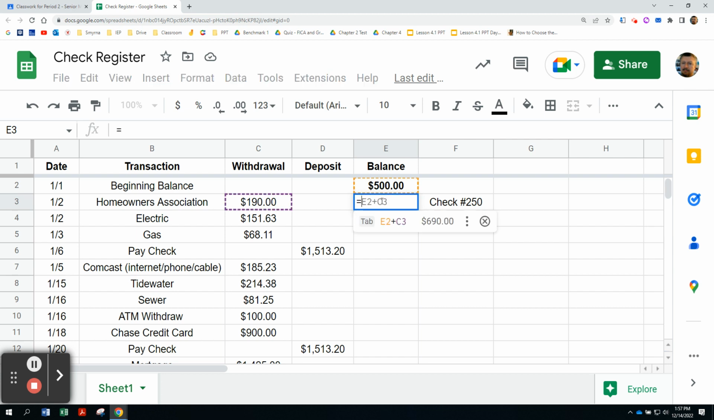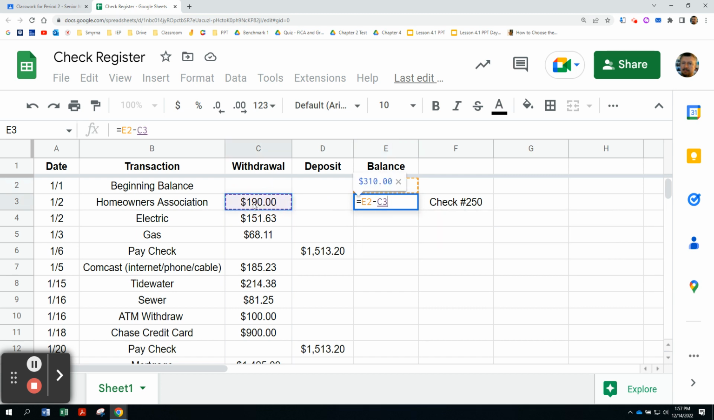Now you're setting up a math formula. Now look, it suggests things in here. I don't know why it does. Don't pay attention to what they're putting in here. You've got to press the equals like I did. Then you're going to click on the previous balance of $500, and the withdrawal is subtracted. So you're going to press minus, and then you click on this column here.